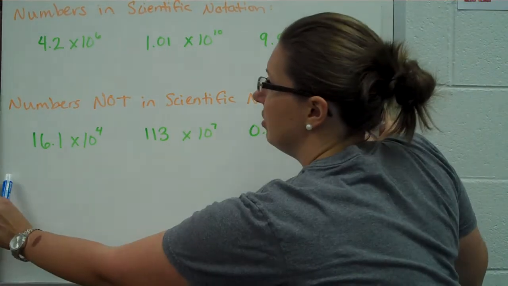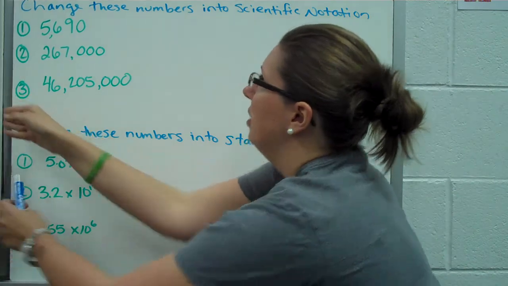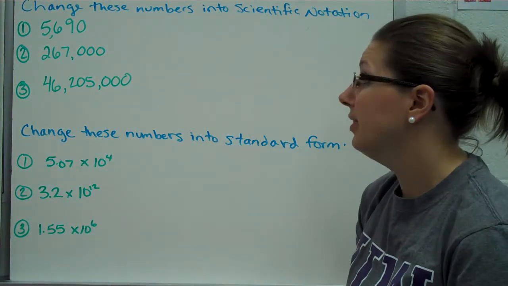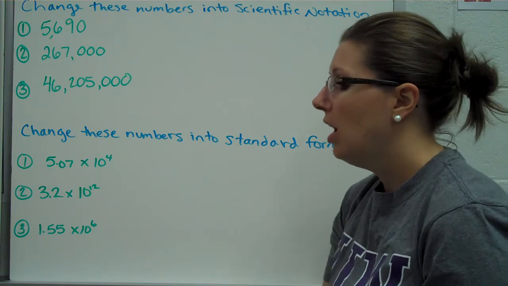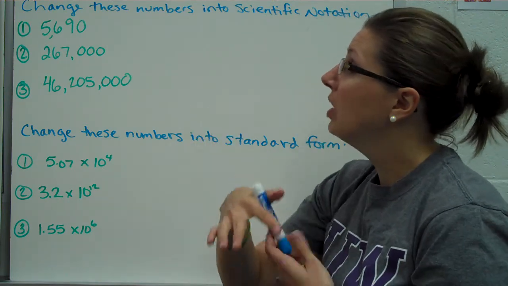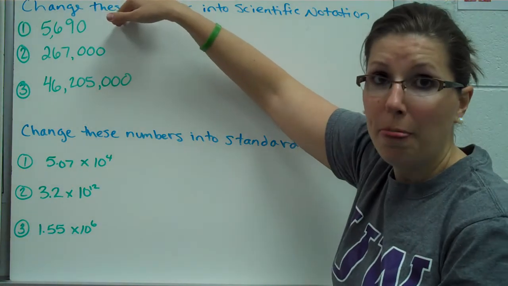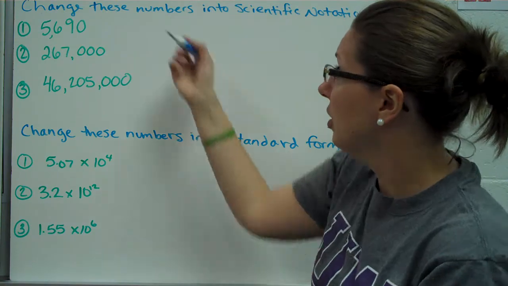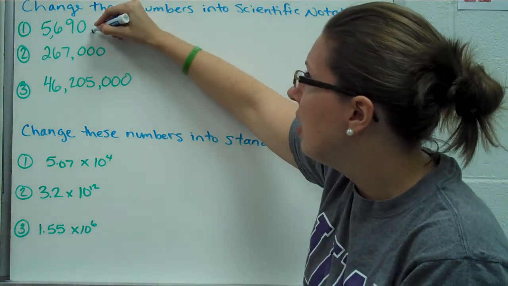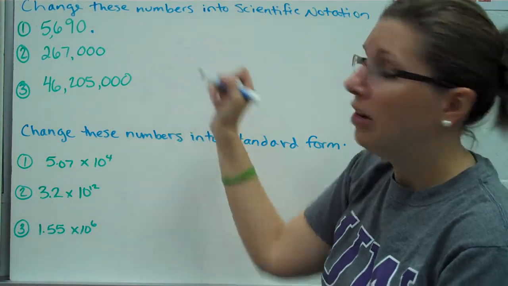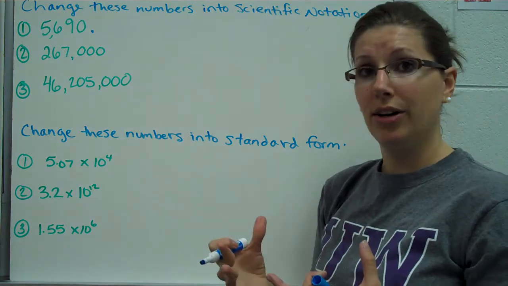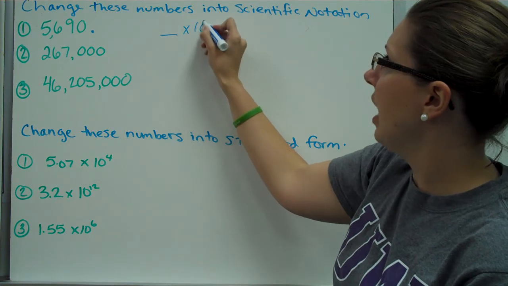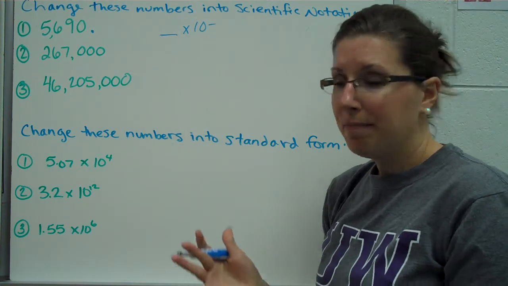All right, let's do some basic problems. Let's change these numbers into scientific notation. They're in standard form. So to do that, you'll need to look at your number. I've got a whole number. So in my whole number, I need to find out where my decimal would be. In a whole number, your decimal is going to be here at the end. So I'm going to start with my decimal, and remember, I'm going to write my answer in scientific notation with the template, blank times 10 raised to the blank power.